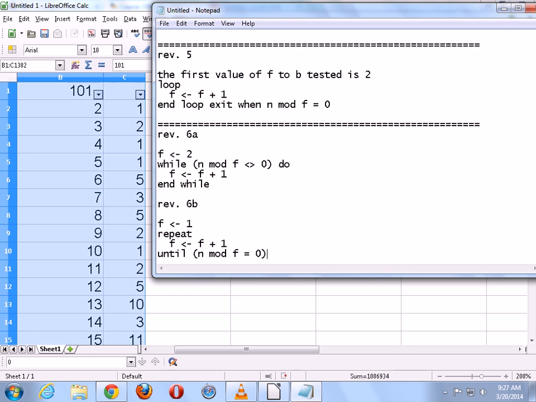But that's not very clear. It is not really as spelled out as the first one in revision 6a. Because in 6a, we initialize f to 2, and then immediately we have the condition to test. So we know exactly what is the first value that we're going to test.